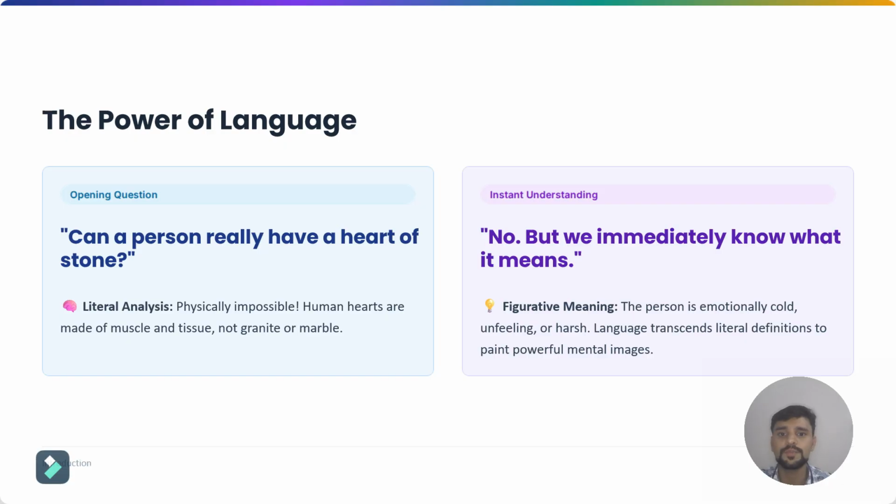This is why figures of speech are so important in literature, speeches, advertising, films, conversations, and even everyday English. Let me give you another one. If I say she has a heart of gold, what does that tell you about her? Does it tell you anything about her anatomy? No, not at all. It tells you about her character. Gold is valuable, precious, highly regarded. So the expression transfers those qualities to the person's character. This is the magic of figurative speech.